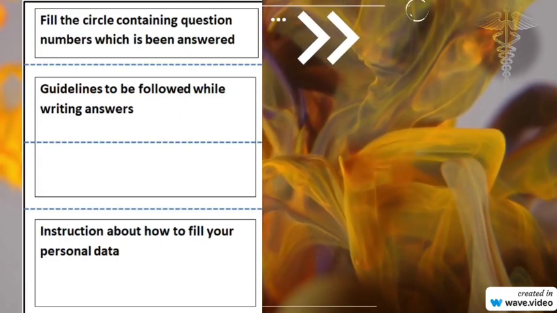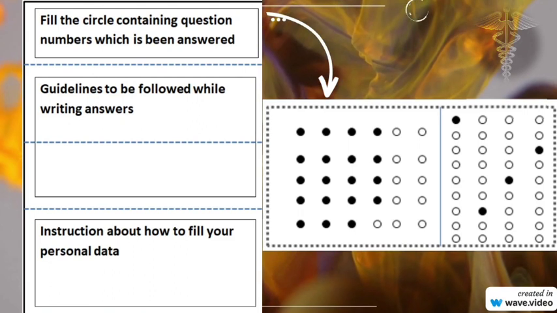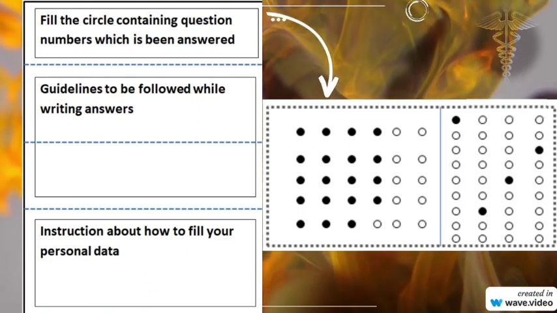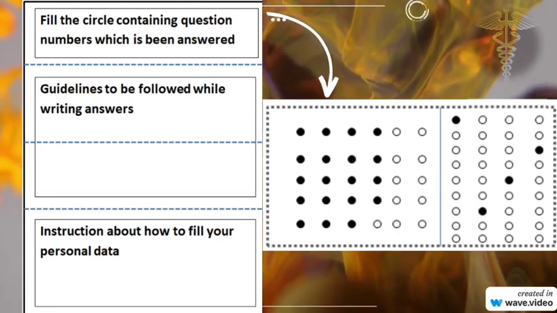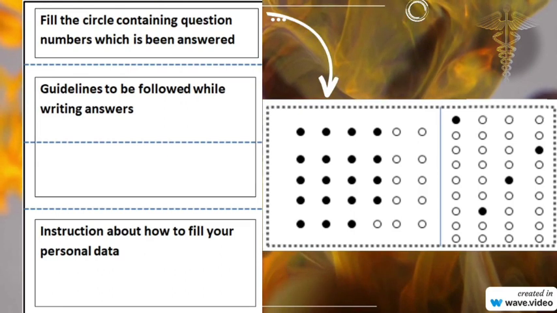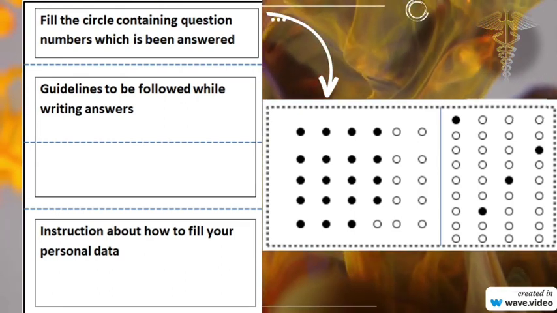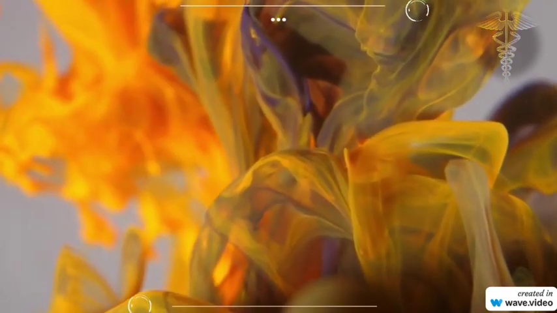Let's talk about the first part of the front page. In this part, all the question numbers will be written and each of them will have one circle beside it. What you have to do here is fill up the circles of the question numbers you have attended. 30 circles will be there in total. For B.Sc Nursing, you will have a total of 19 questions to be attended. So up to 19 you can fill up.